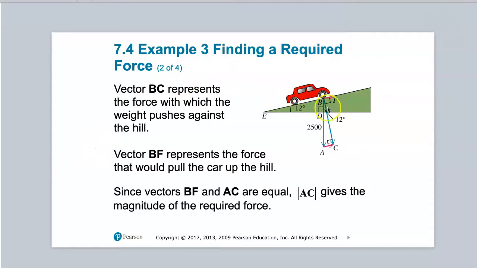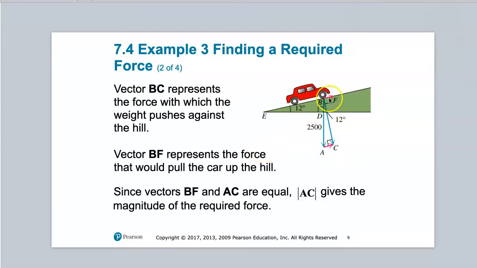So vector BC, as I just said, is representing the force with which the weight of the car pushes against the hill. And BF, as I had just already said, represents the force required to hold the car in place. And so what we want to do is figure out BF by looking at these two component vectors here and the fact that we have a right triangle. So instead of drawing the 12-degree angle here, we want to put it right here. These are going to be similar triangles, and they're just oriented in a different way.